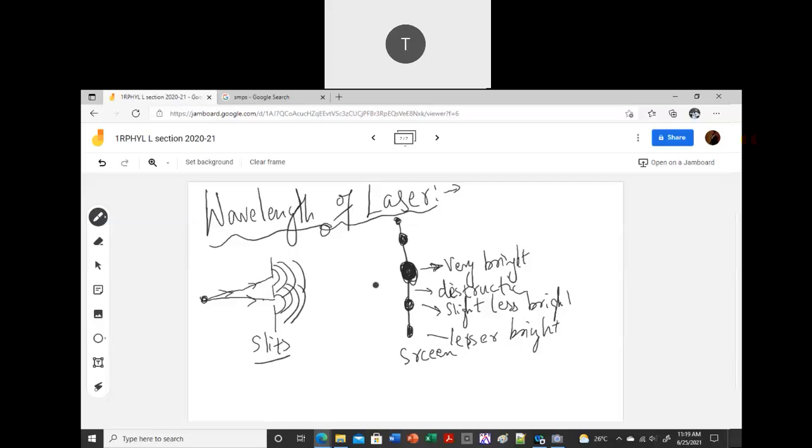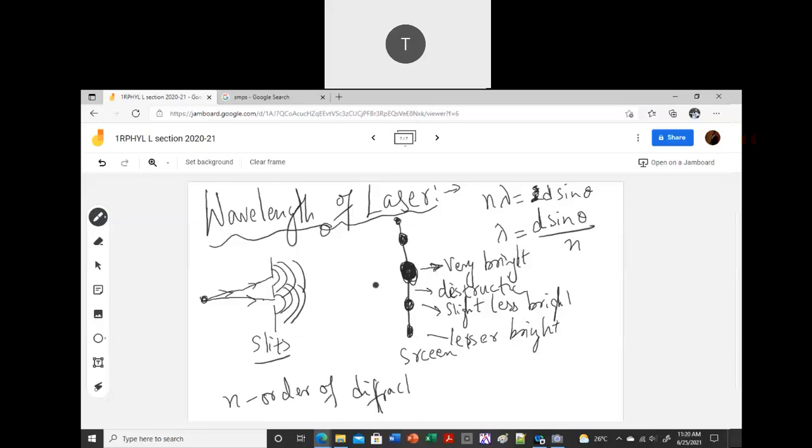We'll use what we call Bragg's law: n lambda equals 2d sin theta. But here we are going to use just d sin theta. So we are not going to use 2d, we are going to use d sin theta, and lambda would be equal to d sin theta by n. What is n? n is your order of diffraction.